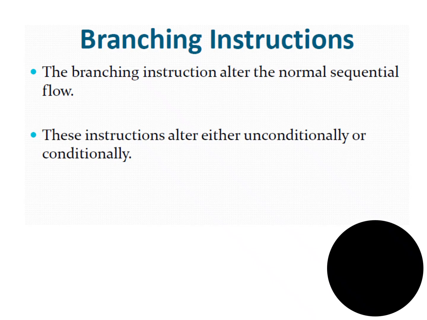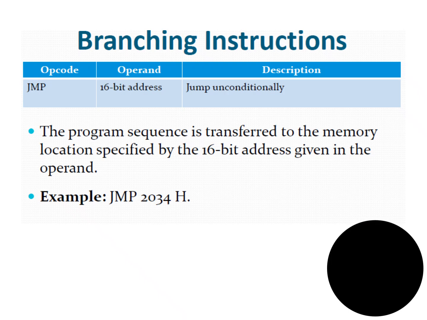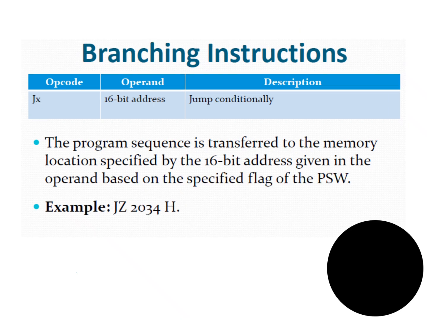Okay, so branching instructions will disturb the normal flow of the instruction. Here you have the jump instruction, which doesn't have any condition. It will be directed to the specified instruction instead of the normal flow of operation. And J-condition is nothing but a conditional jump instruction. Based on the updation of the corresponding flag register, your branching will be changed, which means the program sequence will be changed.